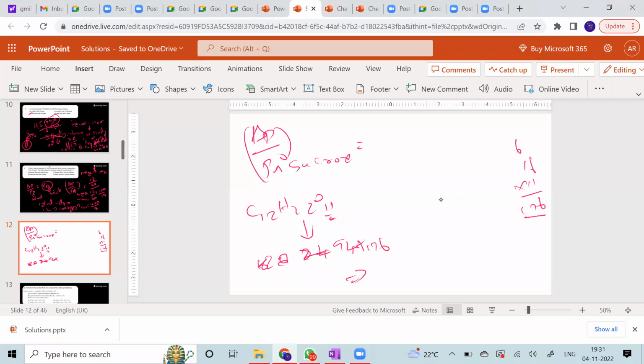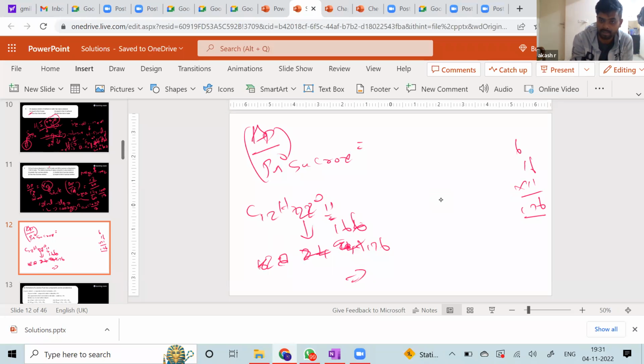Sir, how 94, sir? 12 into 12, that is 144. Oh, yeah. 12 and 12 will become 144. 144 plus 22 will become 166. Right? So 166 plus 176. Yeah, that's correct. Right. So 166 plus 176 will become 342. Okay. This is the one. This is the molecular mass of sucrose.